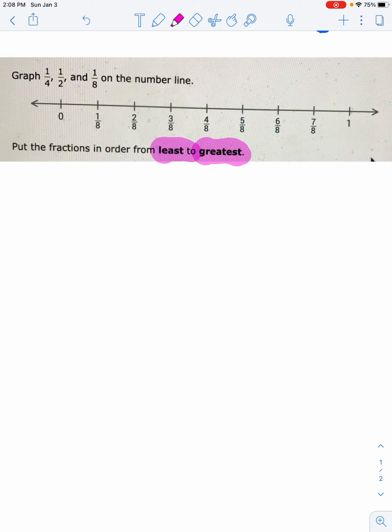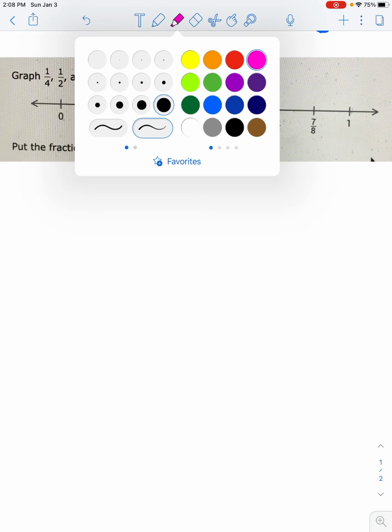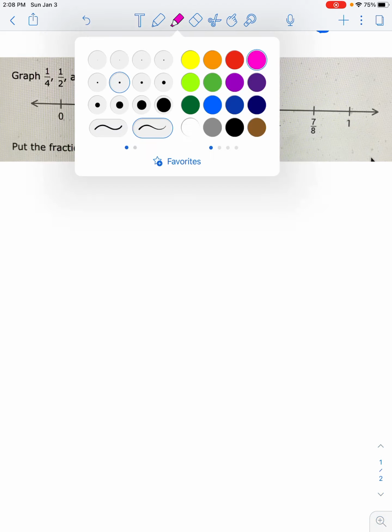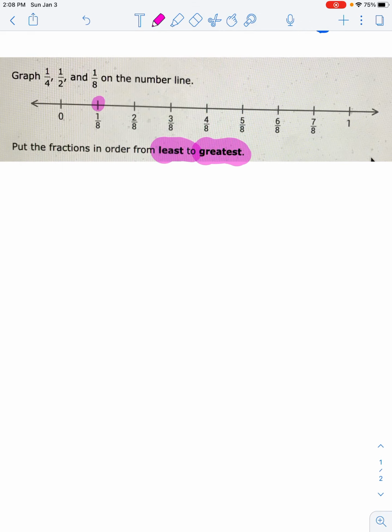So let's take a look, and let's make our thing a little bit narrower. Okay, and so let's do this. So we look at 1/8, which is the easiest one to do because it's already on the number line. I actually want to just kind of graph it. Okay, so 1/8 out of the way.